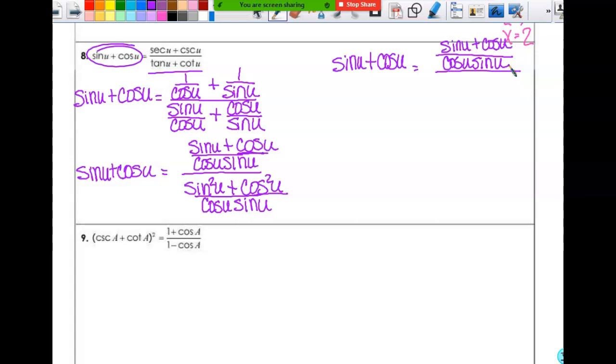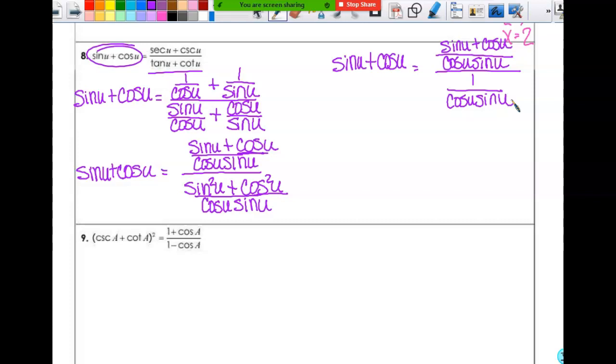And then in the denominator, sine squared plus cosine squared, y'all just tell me, what is that? 1. It's 1. We should know that by now. So that is 1 over cosine u sine u. So now I have a fraction in the numerator and denominator. They're both condensed and as simplified as I can get them at this point.